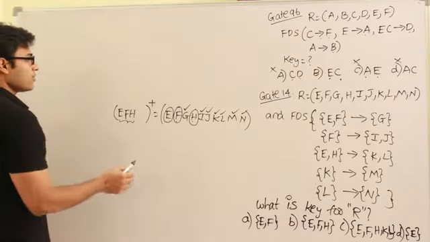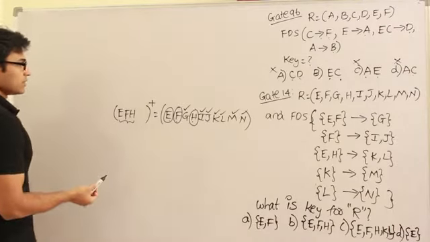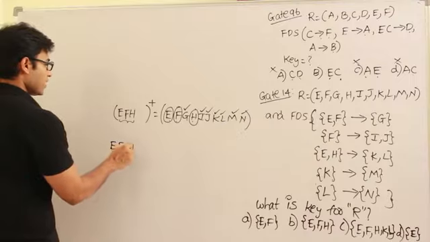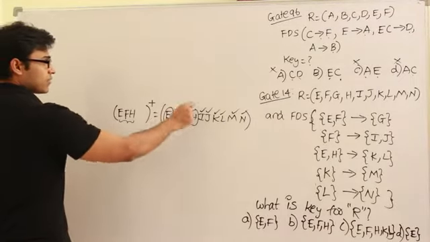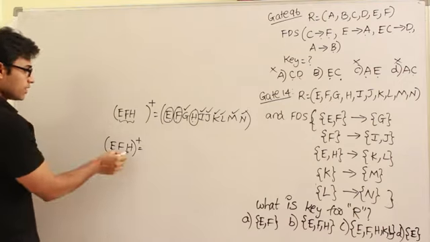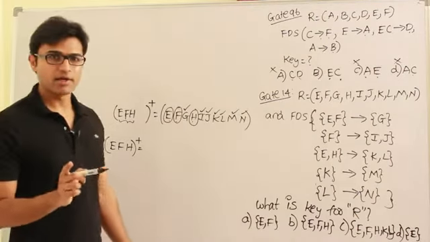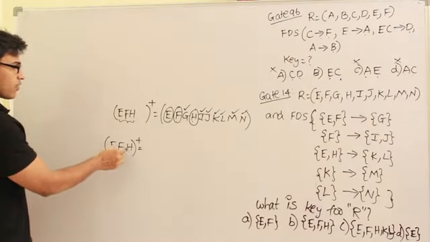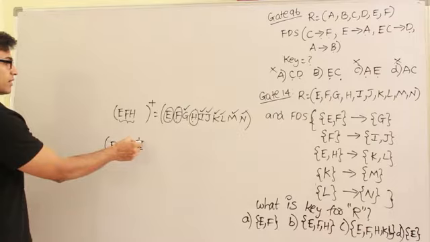Let me see if only by having E, F and H I will be able to derive all of them. So let me check that, which means I want to see if only by having E, F, H as the key it is possible to derive all of them. In case I am able to derive all of them using only E, F, H, then definitely E, F, H is going to be the candidate key. Why? Because you cannot delete either E or F or H. Therefore this is the minimal key, so it will be the candidate key, right?